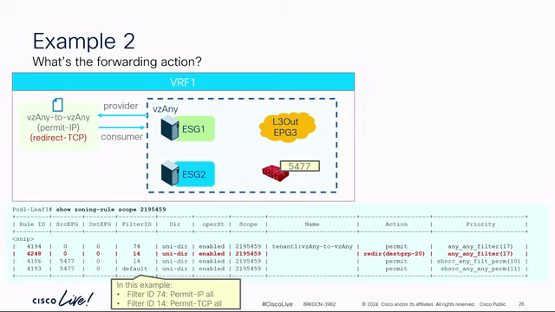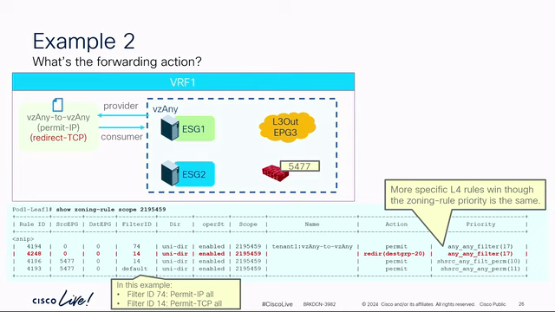That said, granular filter will win, which means TCP traffic between ESG1 to ESG2, what would be the action? Redirect, because TCP is more specific than IP. Then ESG1 to ESG2 UDP, it's not going to hit the redirect TCP action, but it still hits the permit IP action. So this is an example of granular filter will win.